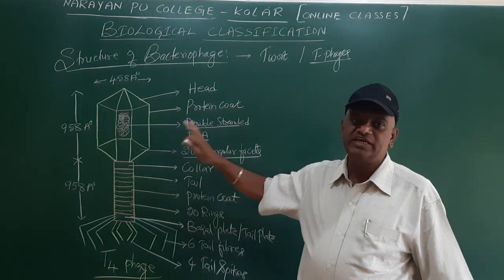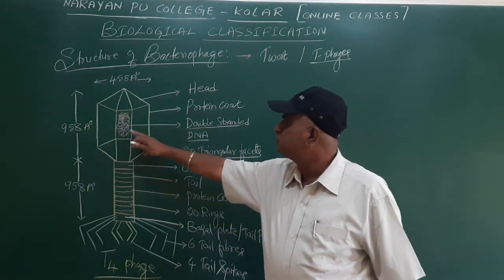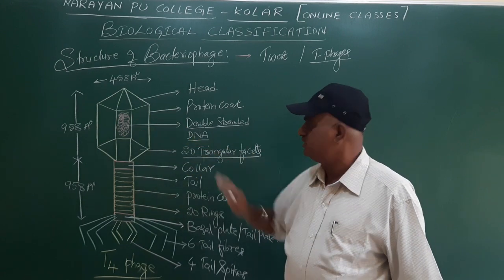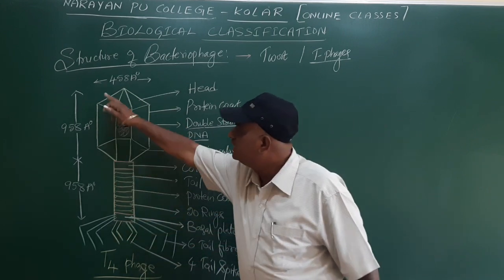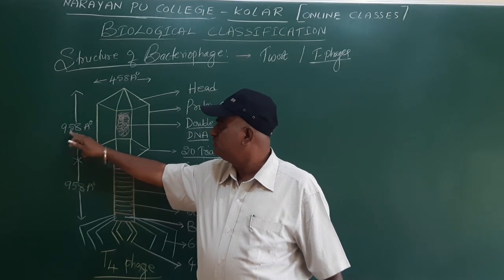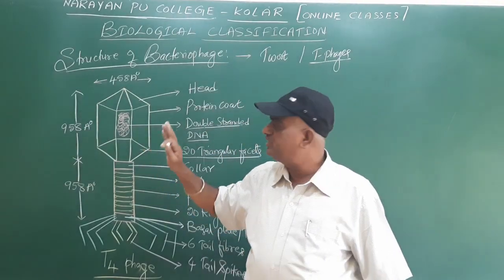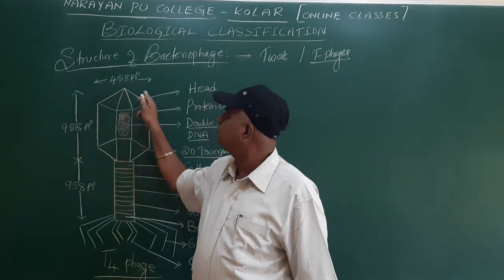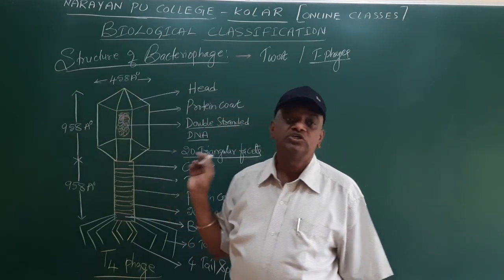Double-stranded DNA is the genetic material. It is present inside the head. The length of the head is 958 angstroms, and the diameter of the head is 458 angstroms.